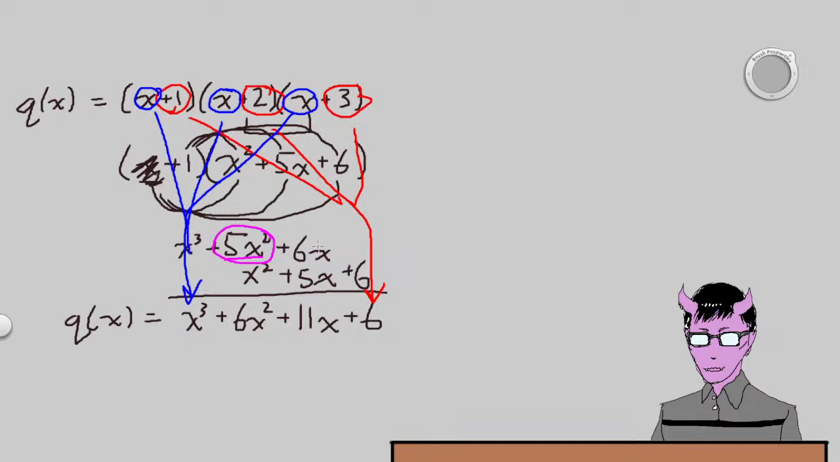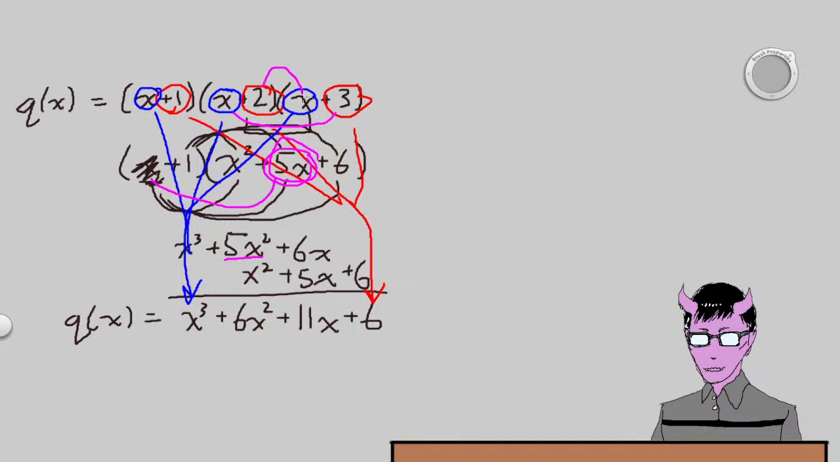Where did that come from, right? It came from this one times that one. But where did this 5x come from? It came from this one times this one plus this one times this one. So there's a lot more back tracing to do.